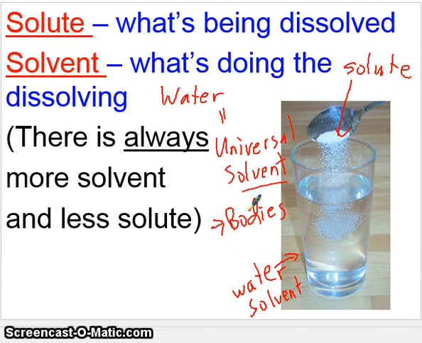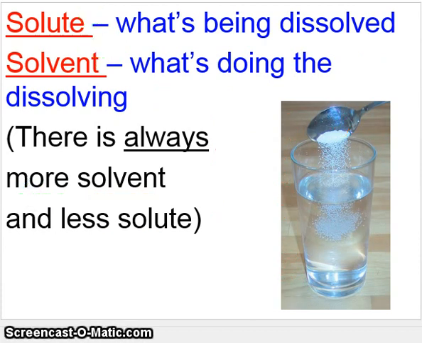Now, the way to remember this is there's always more solvent and less solute. If you take a look at the word solute, if you count the letters, 1, 2, 3, 4, 5, 6, we have 6 letters in the word solute. 1, 2, 3, 4, 5, 6, 7 letters is solvent. The longer word is the one that you have more of. There's more solvent and less solute, is the idea.